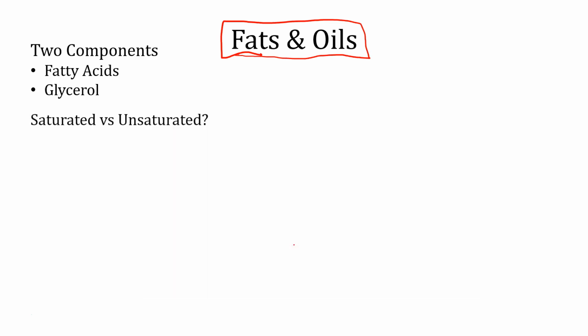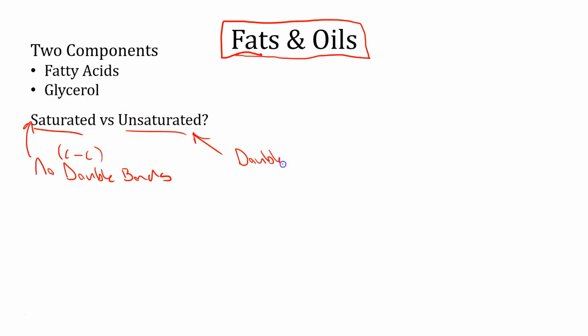All right, there's a way that we can further categorize these fats and oils, and that is to figure out if they're saturated or unsaturated. The quick and easy way to do it is, if they're saturated, there will be no double bonds, and specifically, this would be carbon-to-carbon double bonds. If it's unsaturated, there will be double bonds, and that is going to be carbon-to-carbon again.